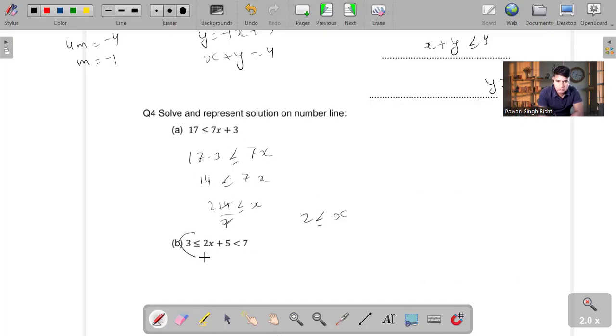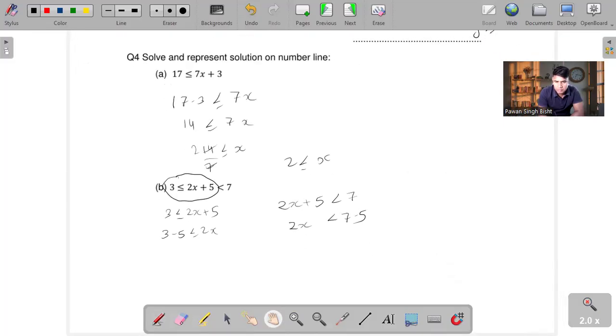Now we solve these two parts. First this part and then this part. So 3 less than or equal to 2x + 5, and 2x + 5 less than 7. 5 go this side, 3 minus 5 less than or equal to 2x. 5 go that side, 7 minus 5. Okay, so I'm solving both the equations simultaneously, right?